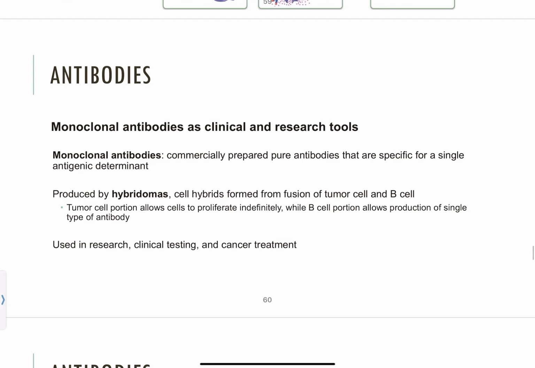So just a little bit on monoclonal antibodies. So monoclonal antibodies are identical to antibodies that are produced by a single clone of cells, and they're really designed to bind to one specific antigen.